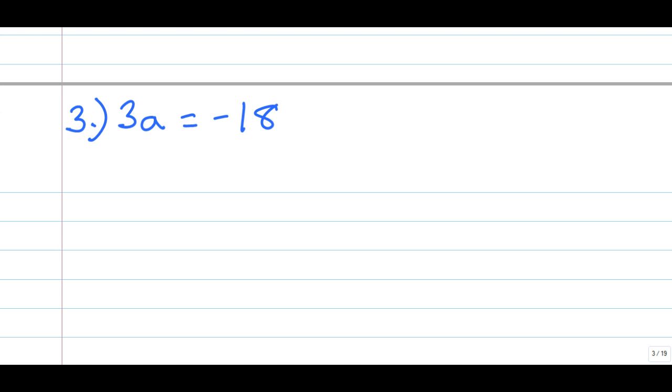In question number 3, we want to solve for a. By looking at this problem, we see that we have the constant 3 being multiplied to the variable a. So to remove the 3, we will divide both sides of the equation by the coefficient, the constant 3.